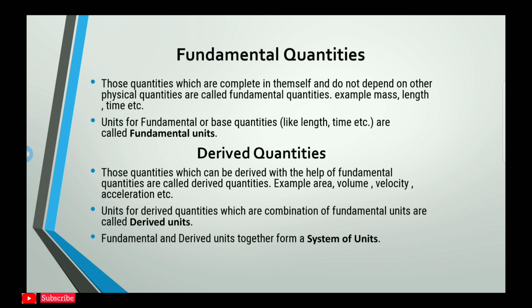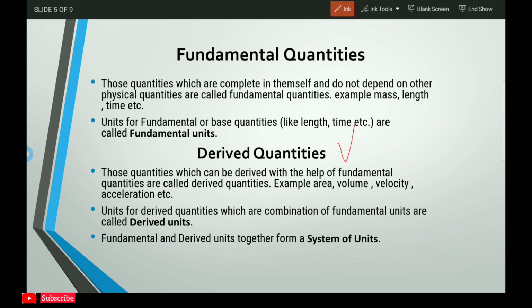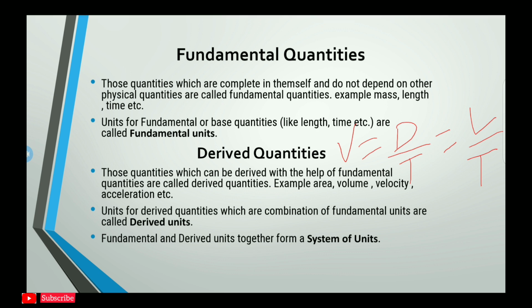Derived quantities are those quantities which can be derived with the help of fundamental quantities. Examples are area, volume, velocity, acceleration. As we know, velocity is equal to displacement upon time, or we can say it is equal to length upon time, and we know that length and time are two fundamental quantities. So we express velocity in the form of fundamental quantities. So we can say that those quantities which can be resolved in the form of fundamental quantities are called derived quantities. Units for derived quantities, which are combinations of fundamental units, are called derived units.